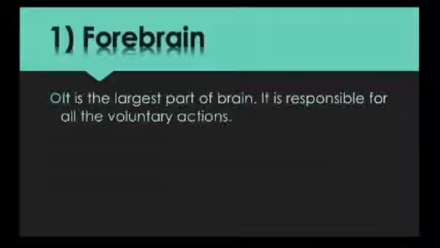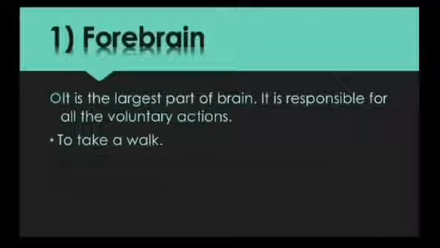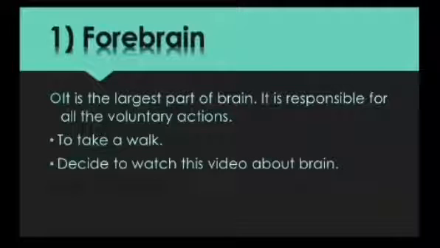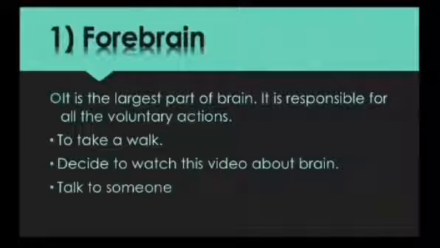Forebrain is the largest part of the brain. It is responsible for all the voluntary actions. When I say voluntary, think about all the actions that you carry out consciously by thinking about them, like to take a walk, decide to watch this video about the brain, talk to somebody. So let's move on. It is further divided into three portions.